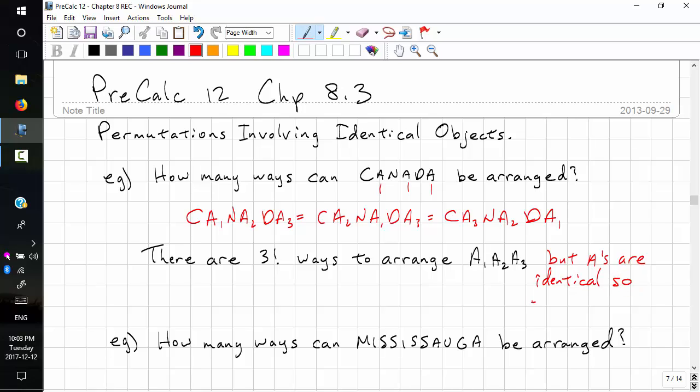So we eliminate 3 factorial ways. Okay, and that means we divide. So we do the permutation as before, 6 factorial, and we just divide by 3 factorial. 6 times 5 times 4. We do 20 times 6, that's 120 ways.